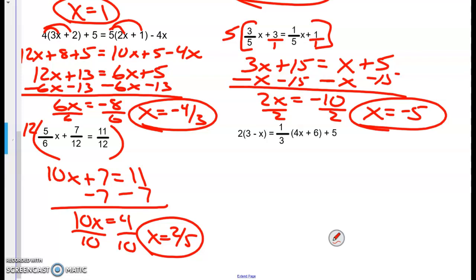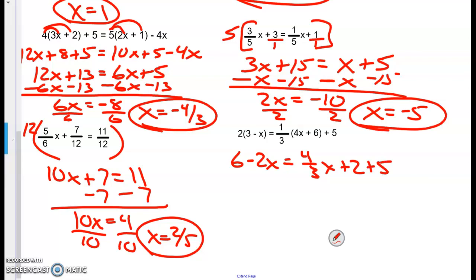This one, if you can work with the fraction, sometimes it is easier than trying to multiply everything through by 3. My advice here is I distribute the 2 into 1/3. 6 minus 2x equals, and in this case, 1/3 of 4, 4/3 x. 1/3 of 6 is 2, and then we add 5 to that.